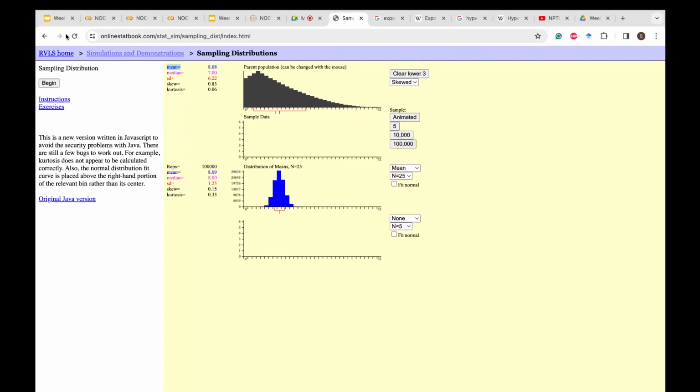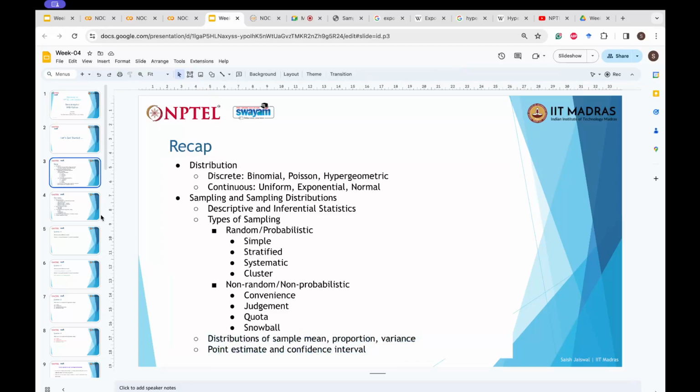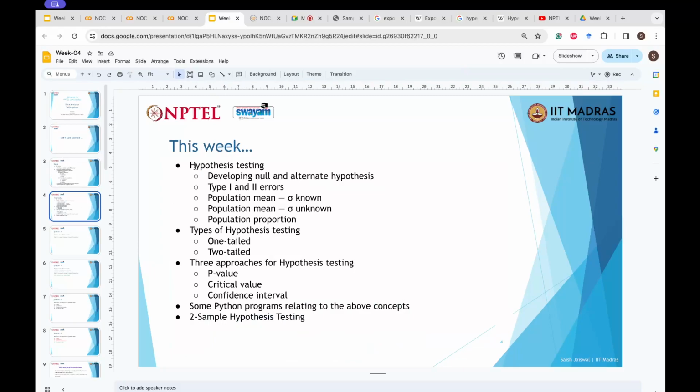It's already 8. So it was about distributions of sample mean, proportion and variance, and point estimate and confidence interval. In the next class, it was supposed to be discussed now, but we will discuss it later. Apologies again, we are running 1 week late for all the sessions.